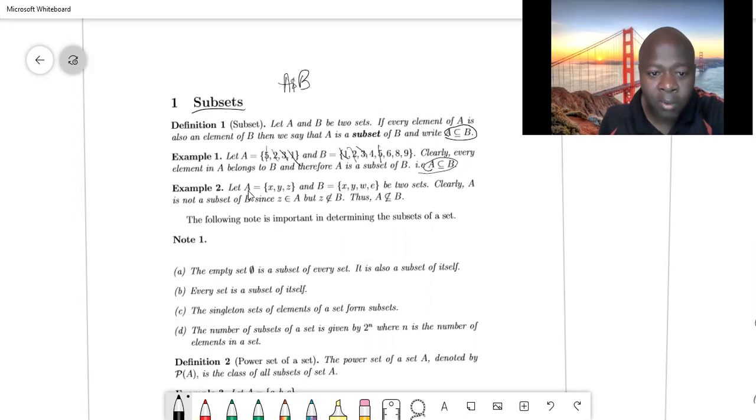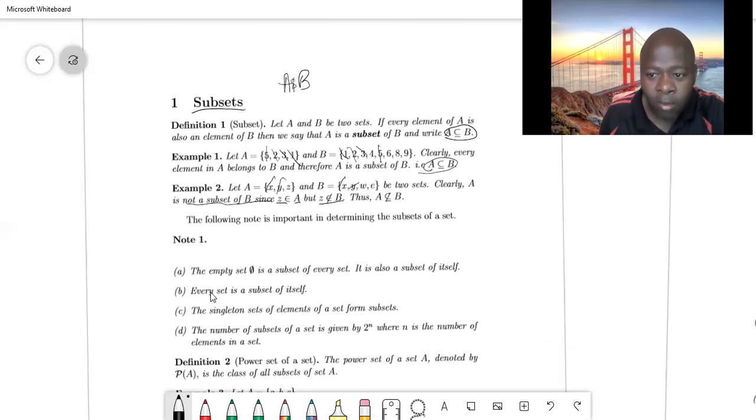Let's look at this other example. This is set A containing elements X, Y, and Z, and this is set B containing elements X, Y, W, and E. Let's see whether all the elements in A are in B. You can see that X is in B, Y is in B, but Z is not in B. And therefore A is not a subset of B since element Z, which is in A, is not in B. In this case, we write that A is not a subset of B.